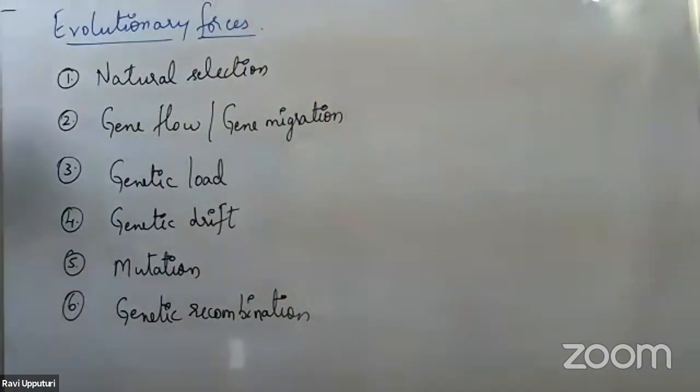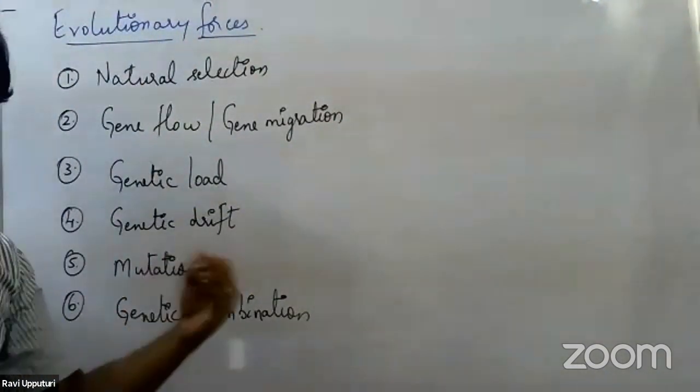The first one is natural selection. The second one is gene flow or gene migration. The third one is genetic load. The fourth one is genetic drift. Number 5, mutation. And number 6, genetic recombination. So these are the 6 forces we'll be studying.